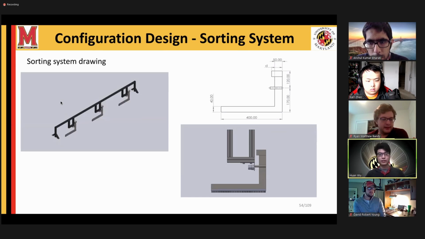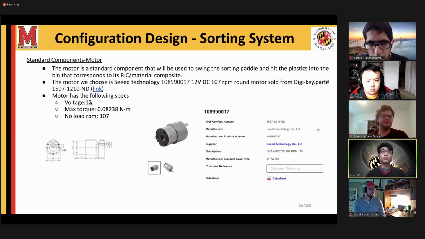So here next is the sorting system. So this is the motor. The first standard component is the motor, specifically the 12-volt DC 107 RPM by C Technologies. It's sold on DigiKey. It has a max torque output of 0.08238 Newton meters, which is not powerful but sufficient for our product.